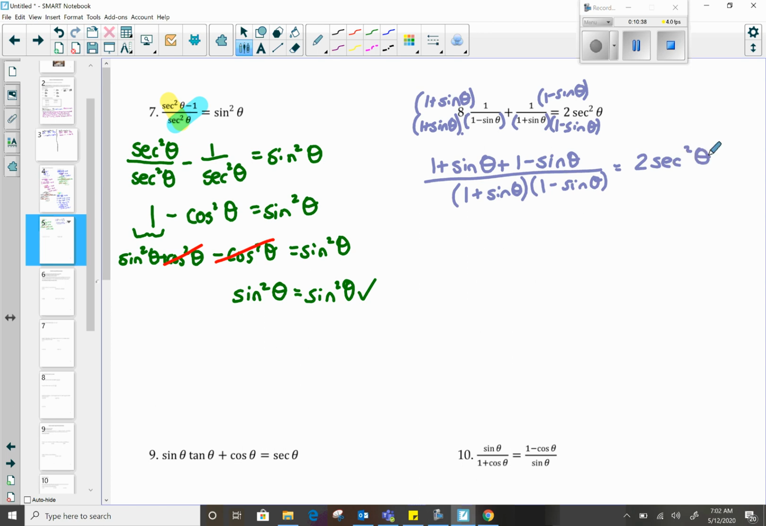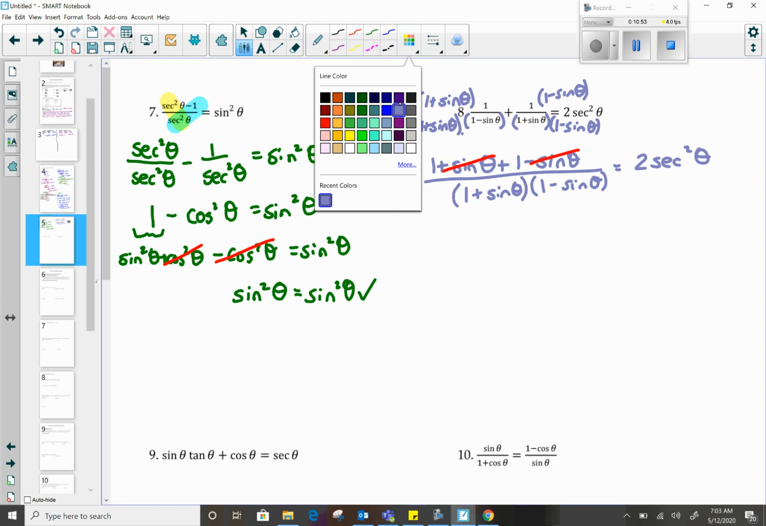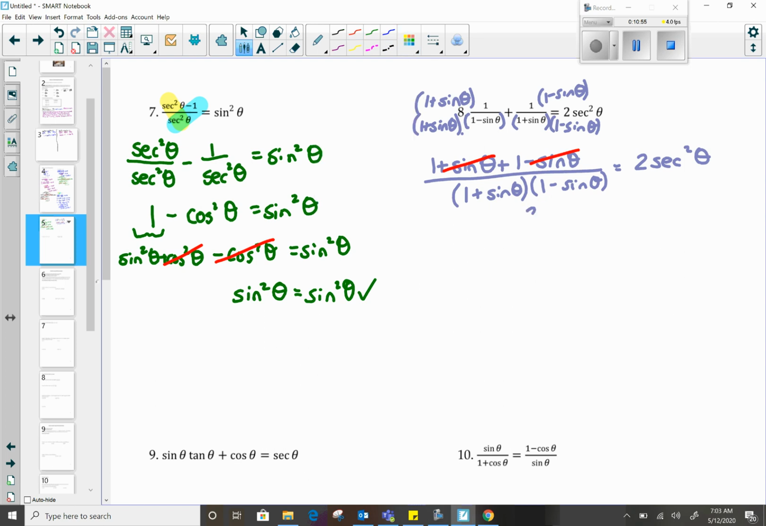Okay, so let's first focus on the top. Let's see what we can do to the top because I see some things that can happen. So I see sine minus sine, so those go away. And then 1 plus 1 is 2. So I get 2 on the top.